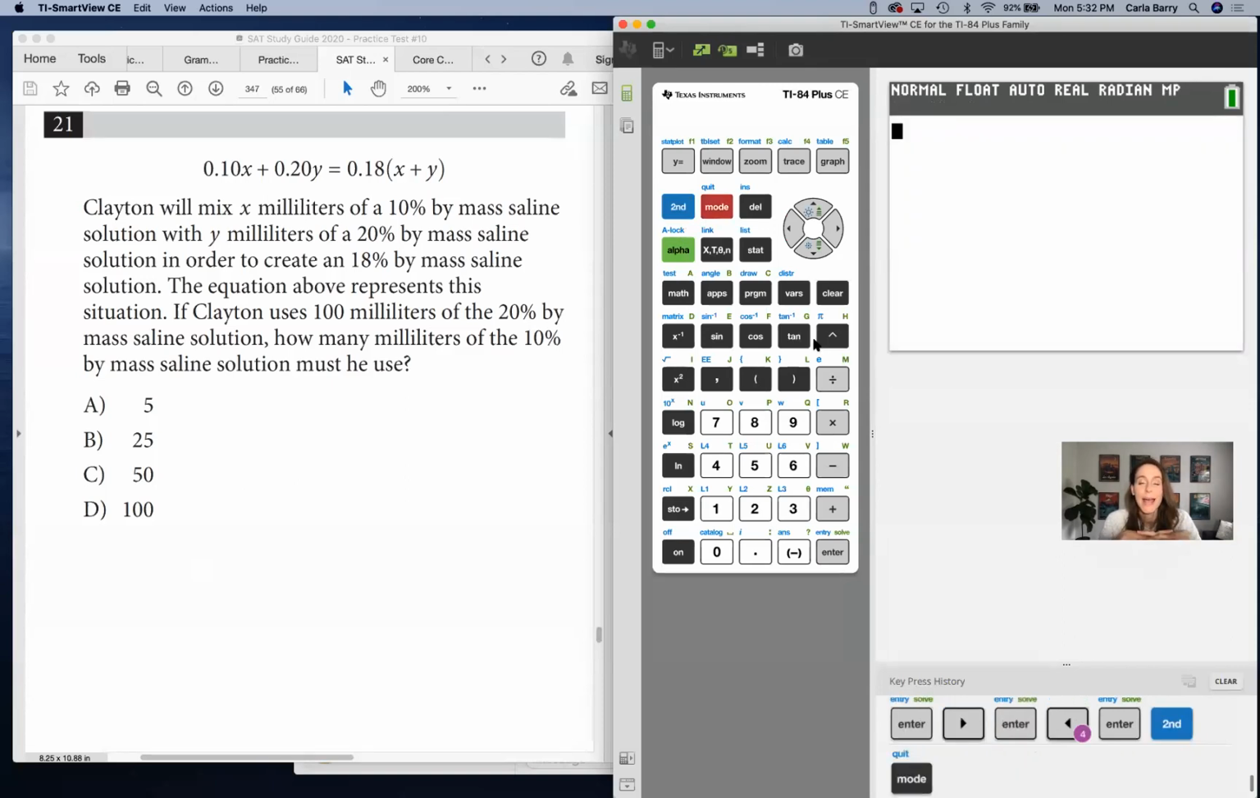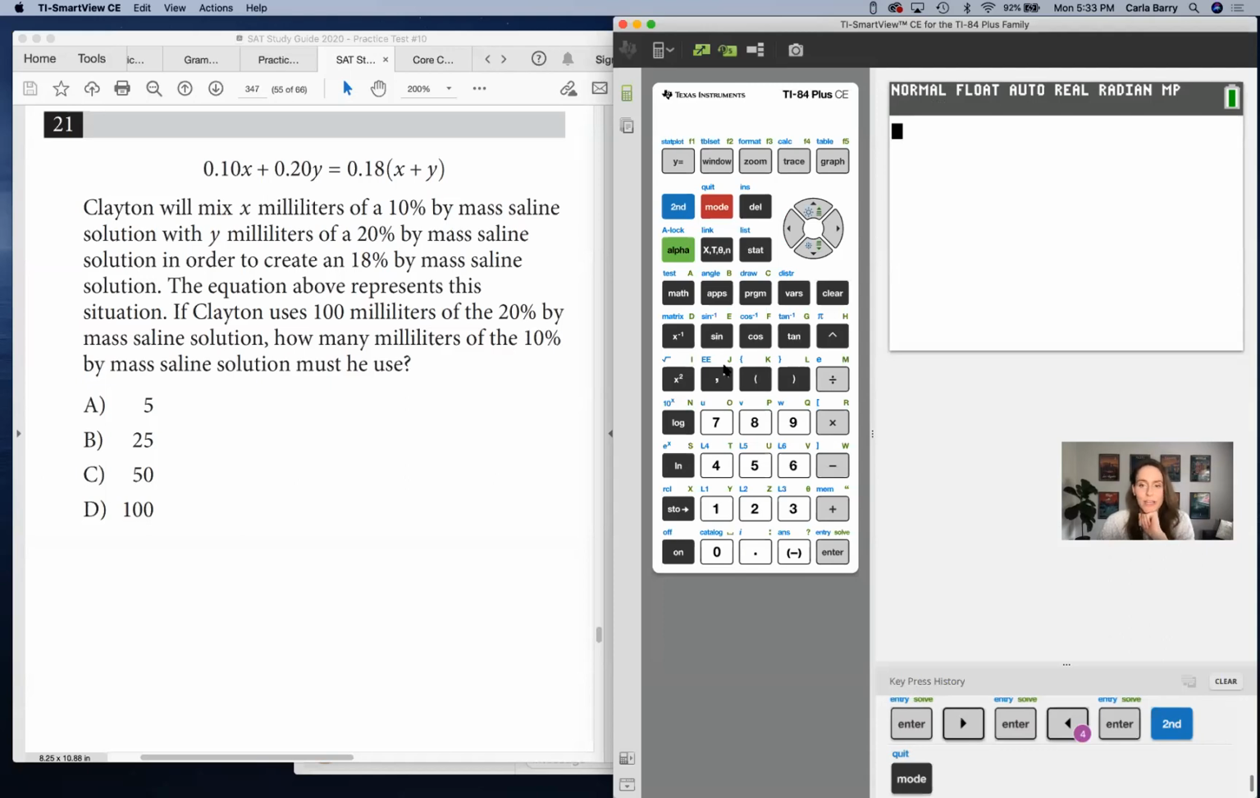So we would actually use an equation solver or a numeric solver. They say if Clayton uses 100 milliliters of the 20% by mass solution, so should we plug in 100 for the X or for the Y? Who can tell me that? Should we plug in 100 for X or Y, if he is using 100 milliliters of the 20%?